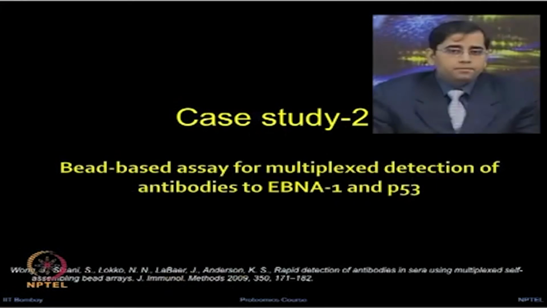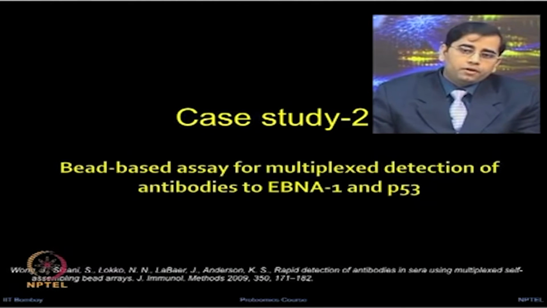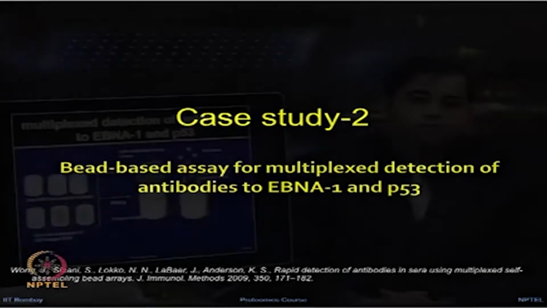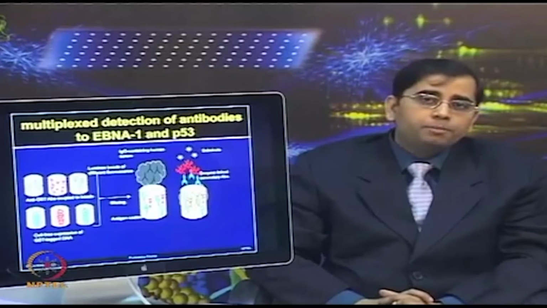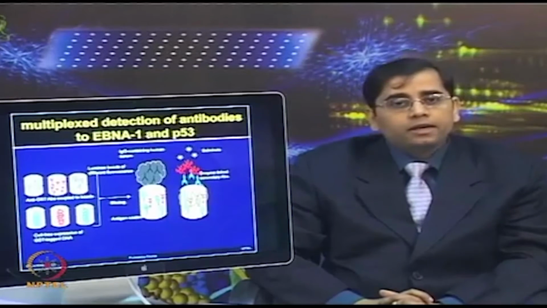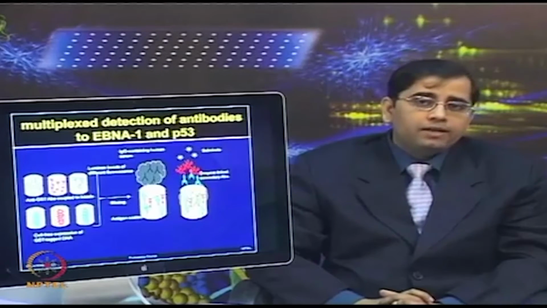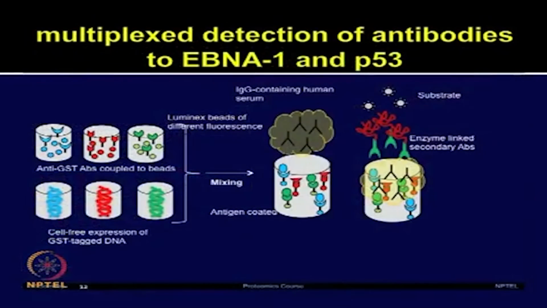Now, let us talk about case study 2 for the biomarker screening. A bead based assay for multiplexed detection of antibodies to EBNA1 and p53, a study performed by Wong et al. So, Wong et al. used a Luminex suspension bead array platform for the rapid detection of antibodies in sera. A programmable multiplexed immunoassay was used for the rapid monitoring of humoral immunity.